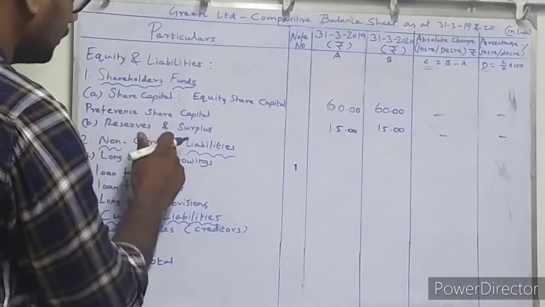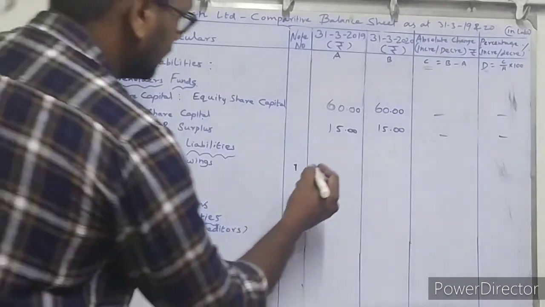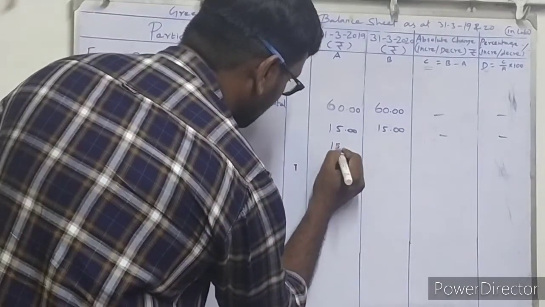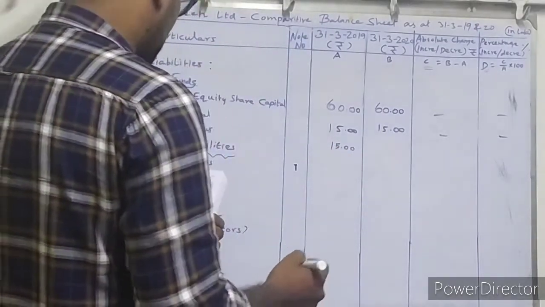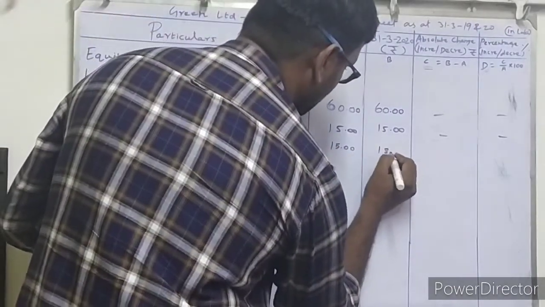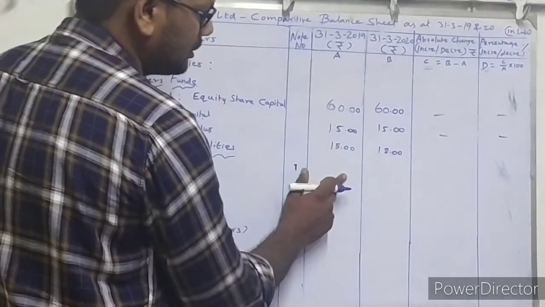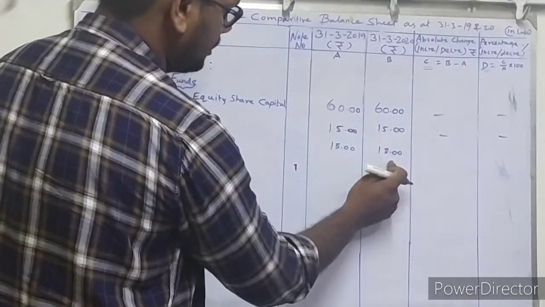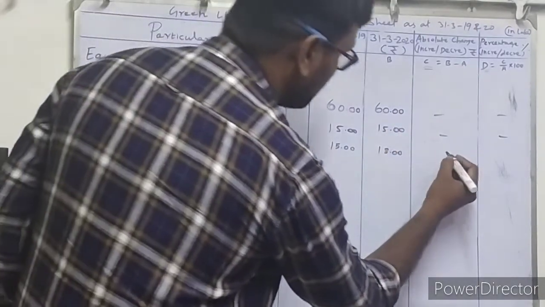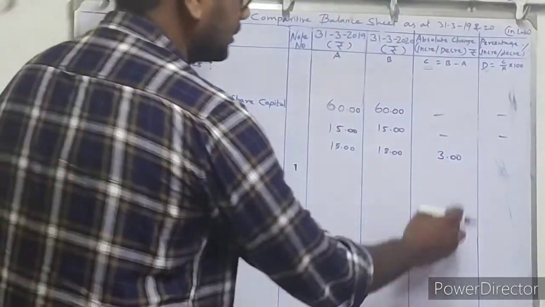And the next one is reserves and surplus. Information is available: 15 lakh rupees for the previous year, and for the current year 18 lakh rupees, which means 3 lakh rupees are increased. How did we find this 3 lakh rupees? C is equal to B minus A. 18 minus 15 is equal to 3 lakh rupees increased.